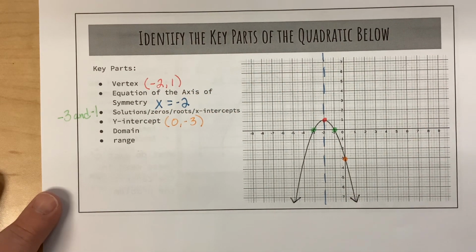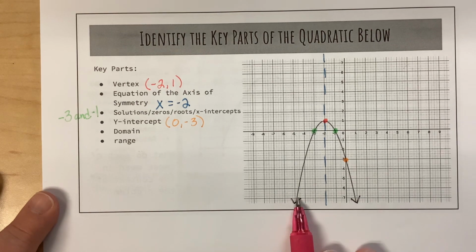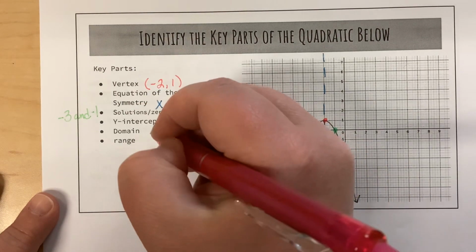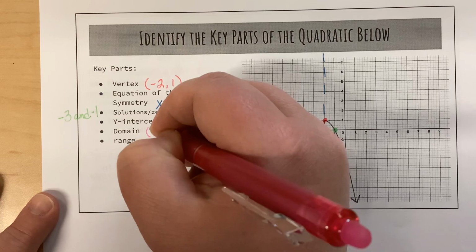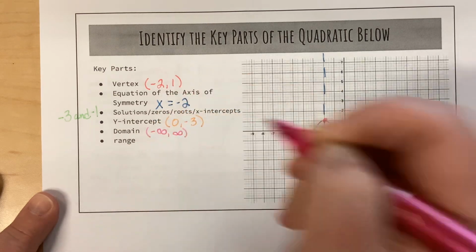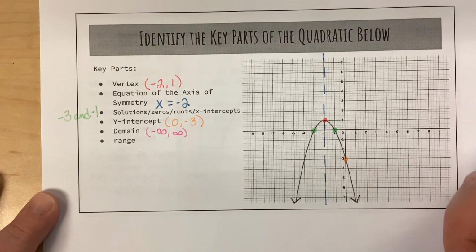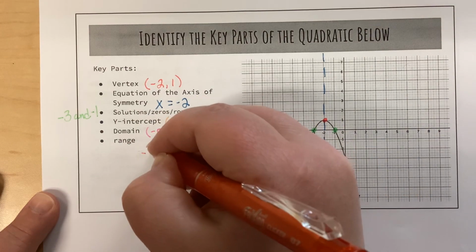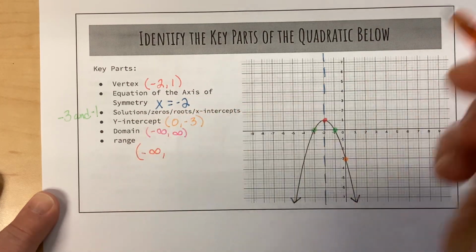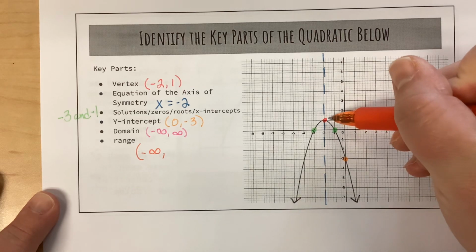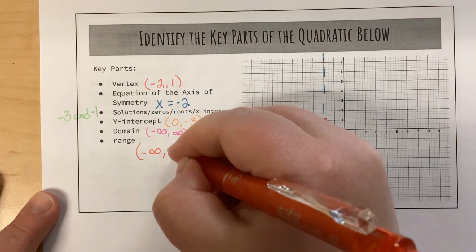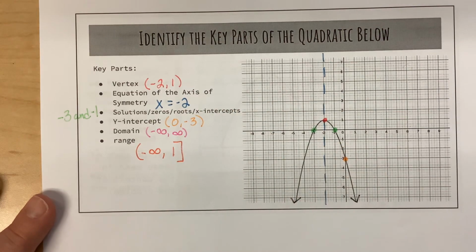And then when we talk about our domain, once again, arrows on the left and the right. So it's negative infinity to infinity. The range, however, is not the same. So this time the arrows go down forever. So it's going negative infinity forever. And its maximum point is at our vertex, which is a y value of 1. So that would be the range.